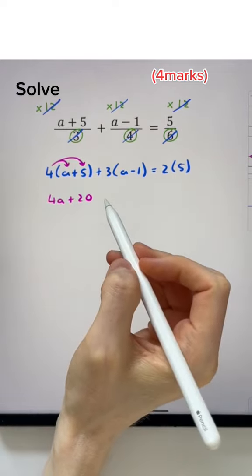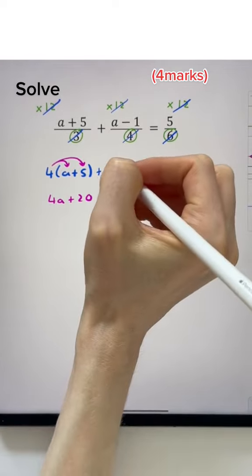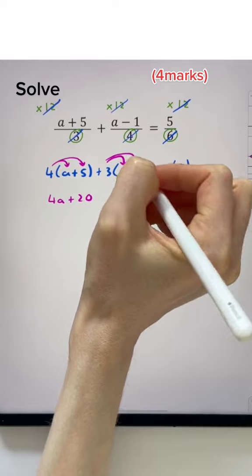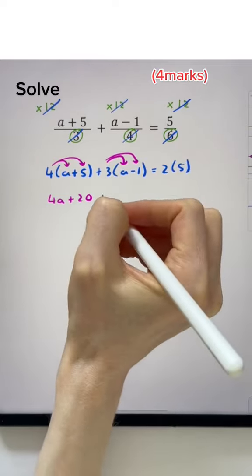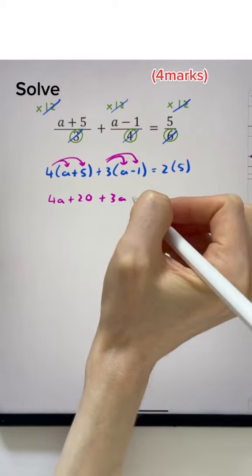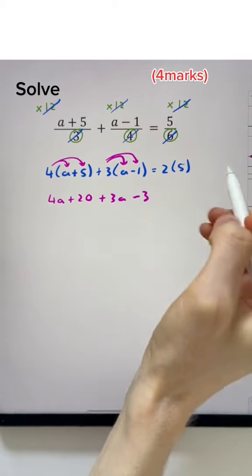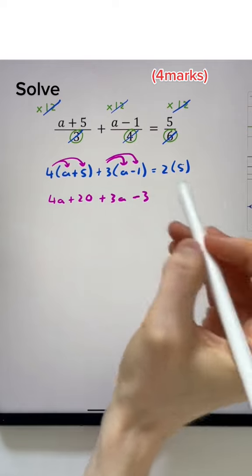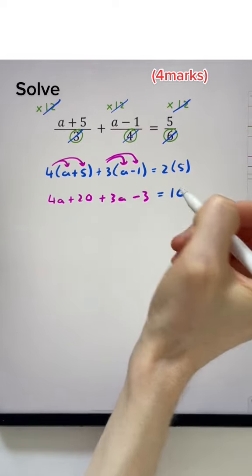Expanding my second single bracket, whatever's directly outside, I multiply each term directly inside. Here 3 times a will give us plus 3a, and 3 times negative 1 will give us negative 3. On the right hand side of my equation, I have 2 times 5, which will give us 10.